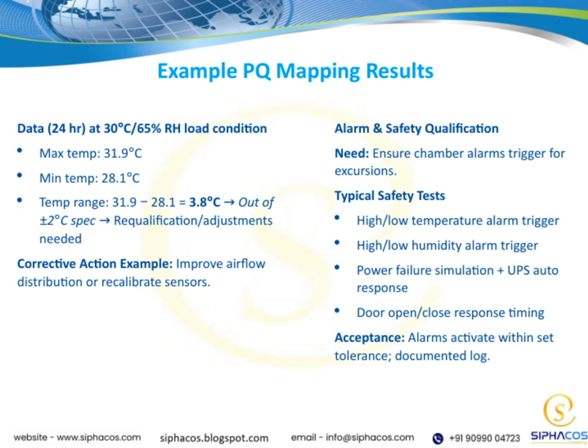For instance, a corrective action could involve improving airflow distribution within the chamber or recalibrating the sensors to ensure more accurate readings and better environmental control. Overall, these steps help us verify that the chamber's safety mechanisms are functioning correctly and that environmental parameters stay within the required limits, supporting the reliability of our testing processes.